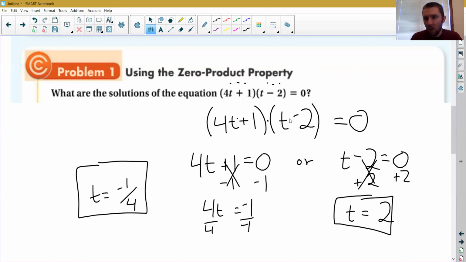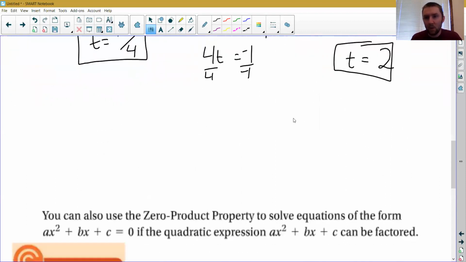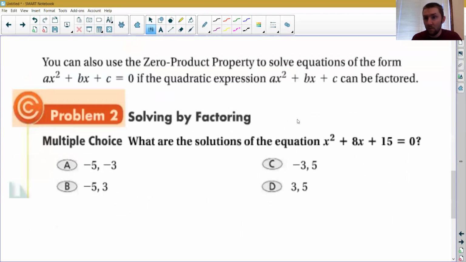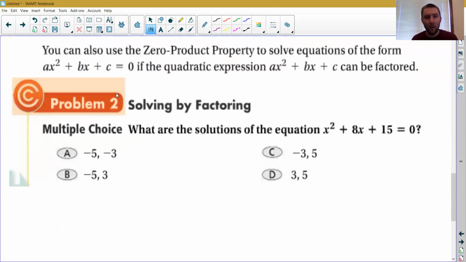Now, in much of our homework, we're going to be asked to do the factoring part ourselves. So here we have this equation.